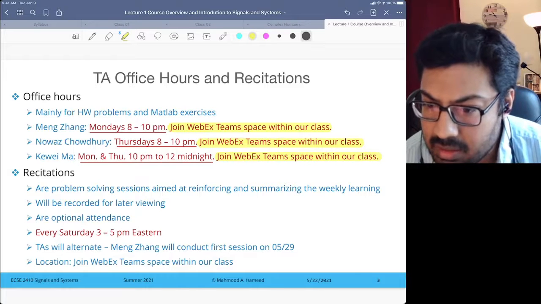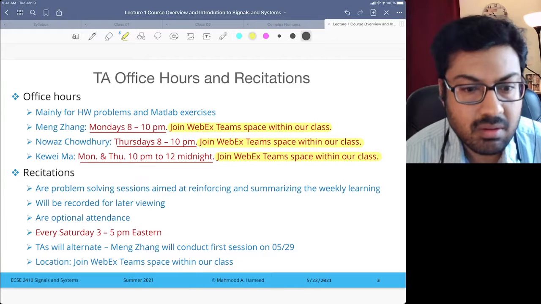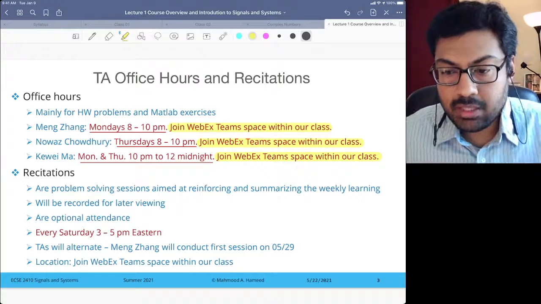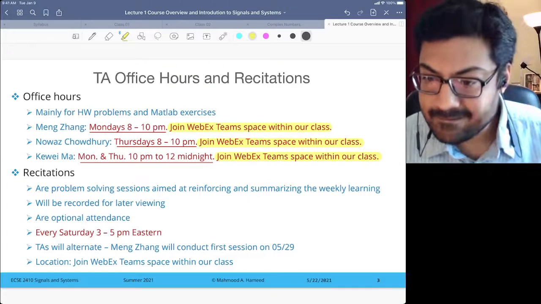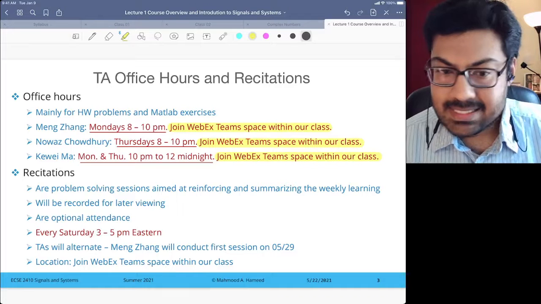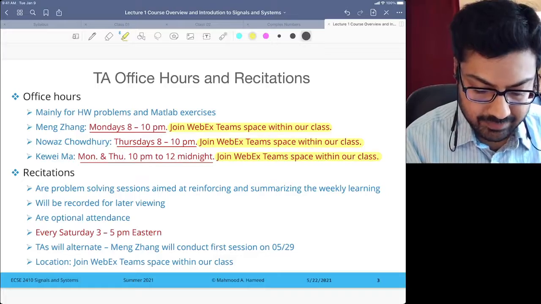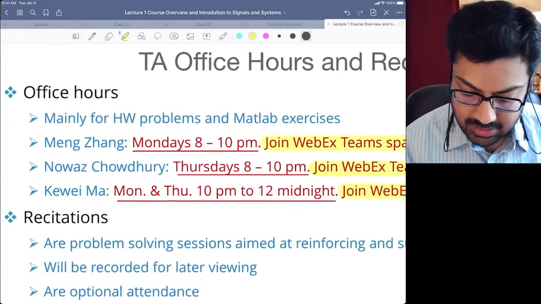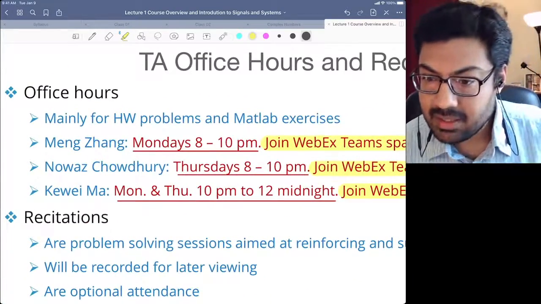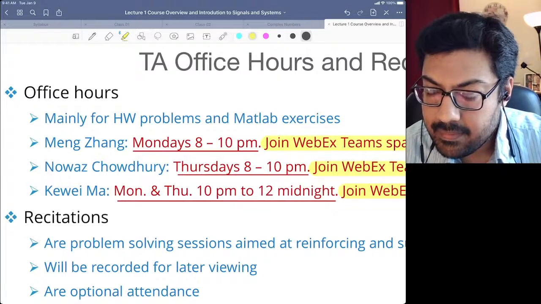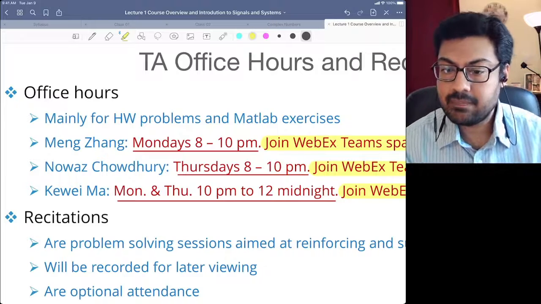Is the screen, are you zoomed in, Ian? Okay. Well, does this help a bit? Yeah, make the window bigger.